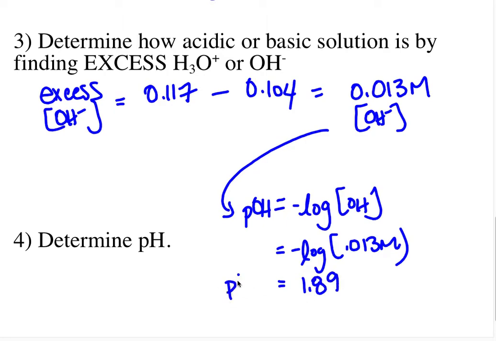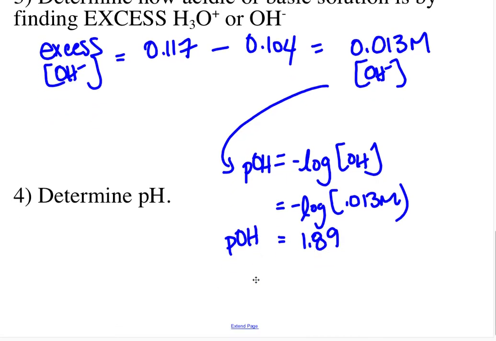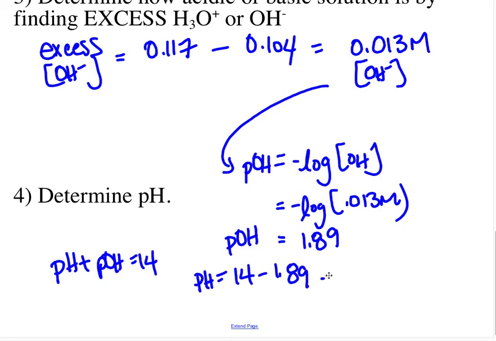1.89. And then from that, we can calculate our pH, remembering that pH plus pOH equals 14. So pH is going to be 14 minus 1.89, which equals 12.11. And think about it. Does it make sense? The solution is basic. 12.11 is a basic pH. Yes, it makes sense. So those are the steps that you want to go through.